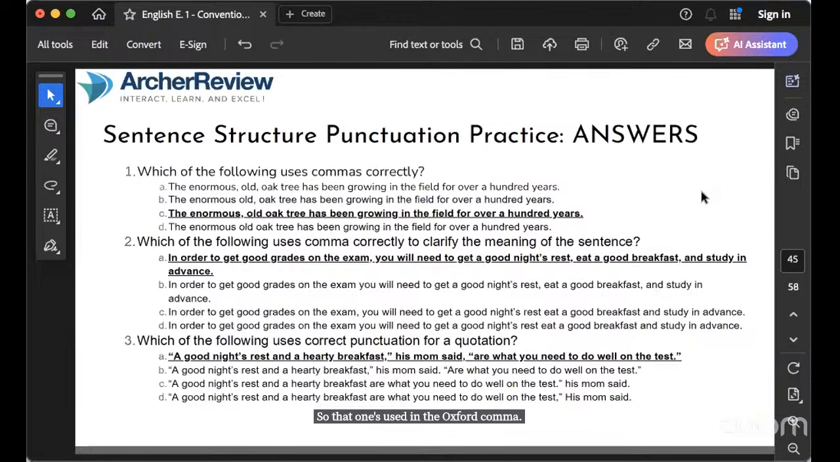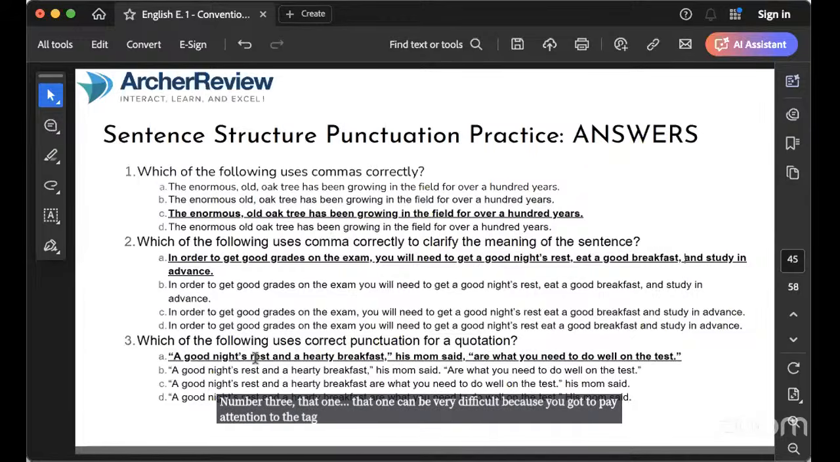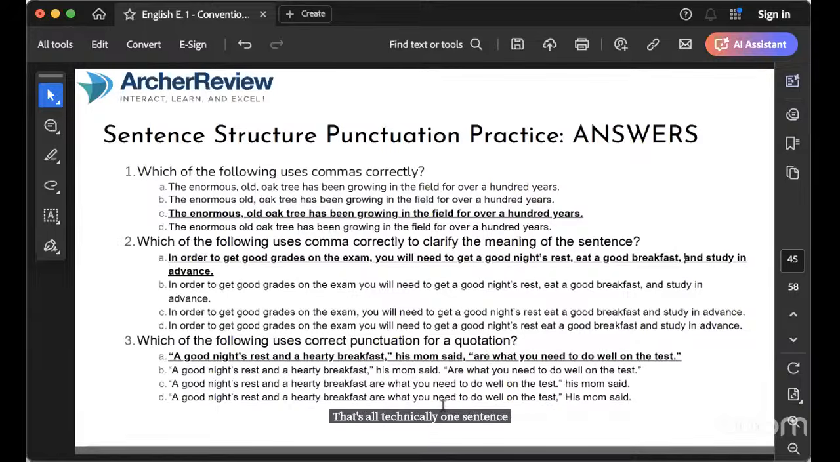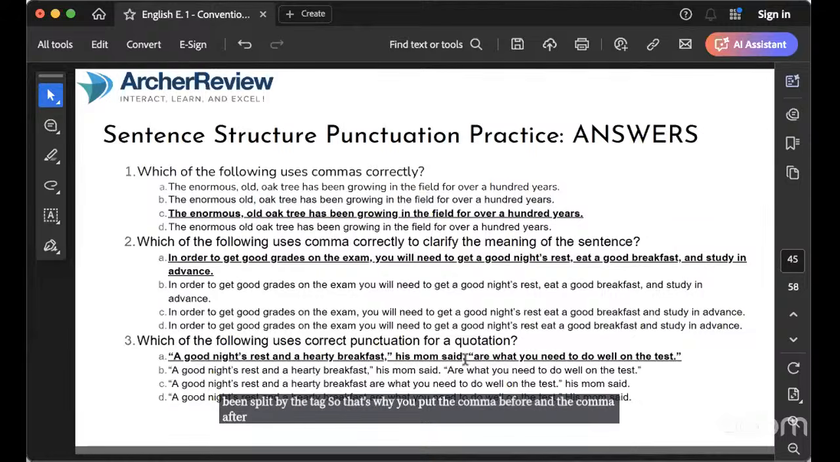Number 3, that one can be very difficult because you got to pay attention to the tag. And because, like I said, you got to pay attention to the clauses. So a good night's rest and a hearty breakfast are what you need to do well on the test. That's all technically one sentence together. That quote's just been split by the tag. So that's why you put the comma before and the comma after to show that it's all still one sentence together.